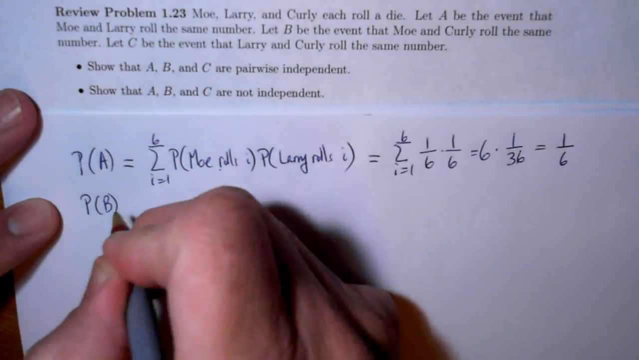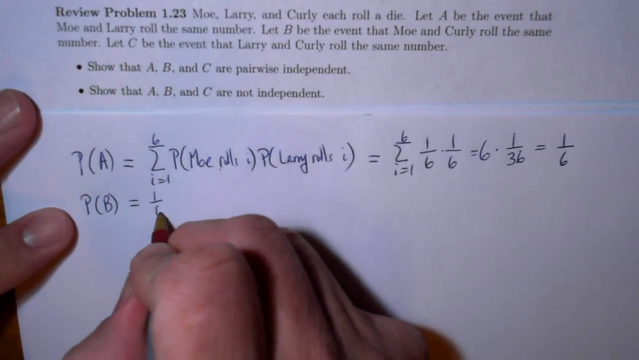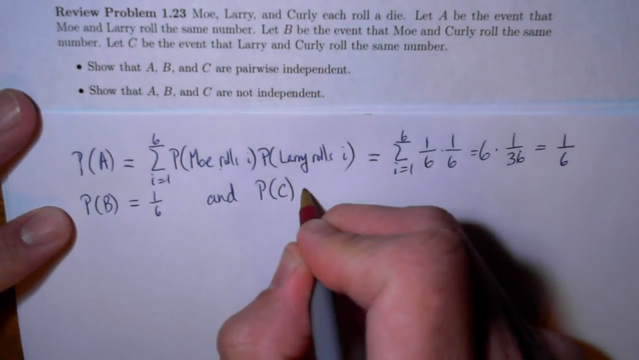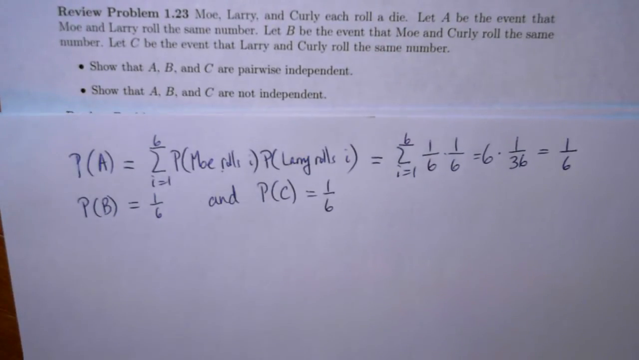And by the same logic, the chance that Mo and Curly roll the same number is 1 out of 6. And the chance that Larry and Curly roll the same number is also 1 out of 6, by the exact same logic that I'm not going to rewrite.